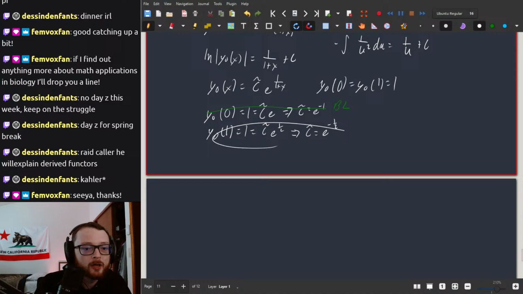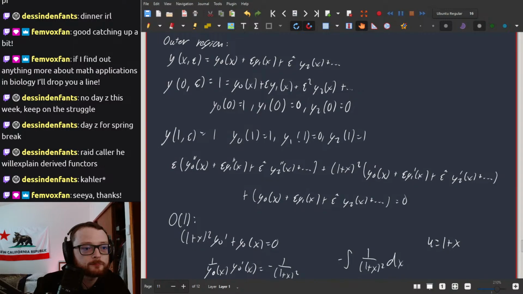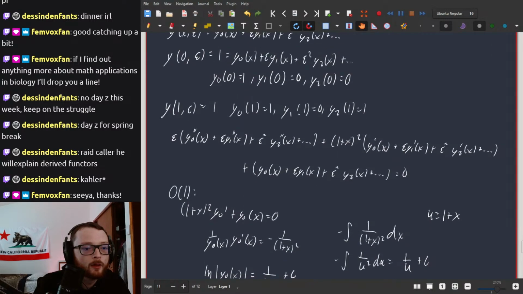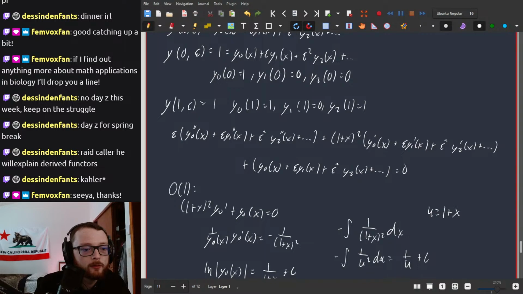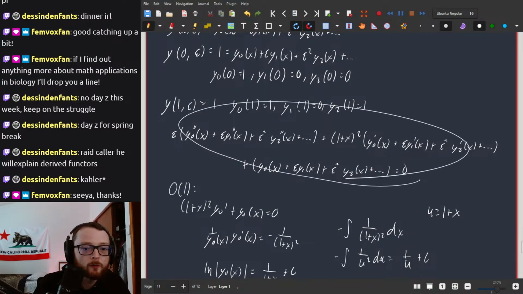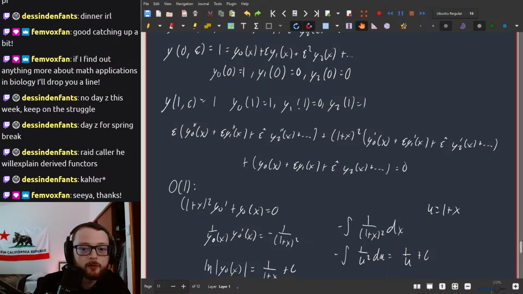So we're going to take the second one as our value for c tilde. So we get for y0, e to the 1 over 1 plus x minus 1/2. Now we do the same thing for y1, or for epsilon to the power of 1. Back to the original ODE, equating coefficients. So we get an epsilon y double prime, 1 plus x squared epsilon y1, and epsilon y1.